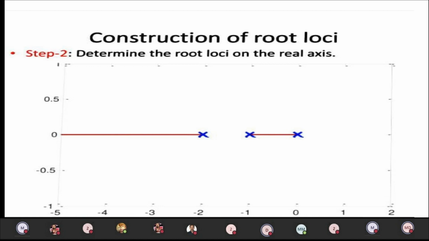Here you can see from the first pole to the second pole there is a root locus on the real axis, therefore a dark line. From the second pole to the third pole, there are an even number of poles on the right hand side of the test point. Therefore there is no root locus on the real axis, so it is left empty. Then the entire negative real axis will be root locus on the real axis. So this is how we have to do the second step.